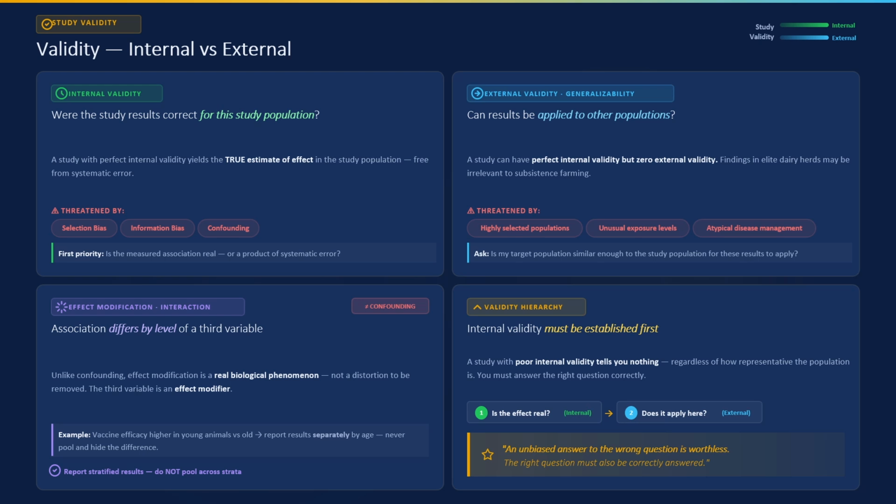One more concept that lives next door: effect modification, also called interaction. That's when the association genuinely differs across levels of a third variable. Unlike confounding, this is a real biological phenomenon, not a distortion to be removed. If vaccine efficacy is higher in young animals than old, you report the results stratified by age. You never pool and hide the difference. The quote on the slide is worth memorizing. An unbiased answer to the wrong question is worthless.